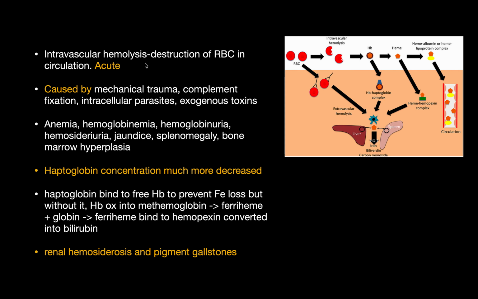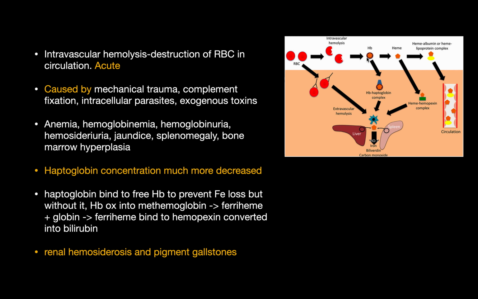The intravascular hemolysis is going to be destruction of the red blood cells in the circulation. Extravascular is always in the spleen, really. But this is usually acute, caused by some kind of trauma, toxin, or parasite, and it leads to the same kind of symptoms besides the bone marrow hyperplasia, actually. The haptoglobin concentration, on the other hand, is going to be much, much more decreased because the haptoglobin is going to be released from the hemolysis.